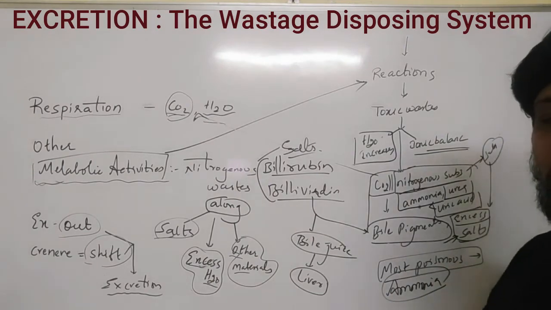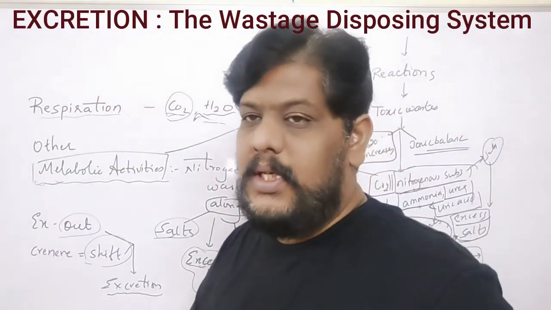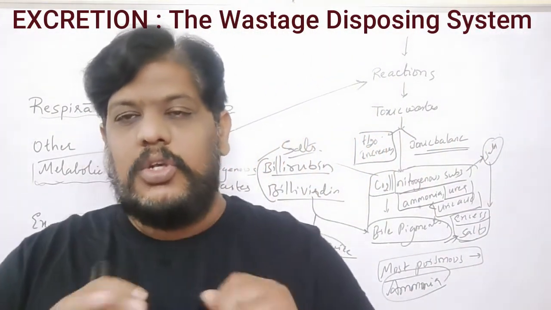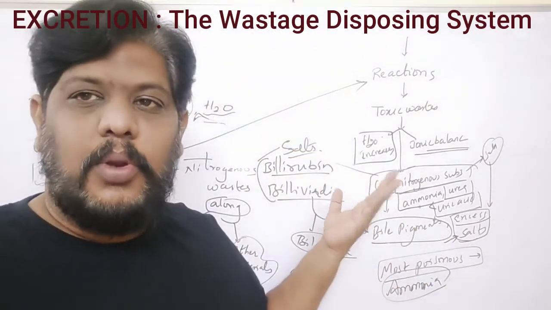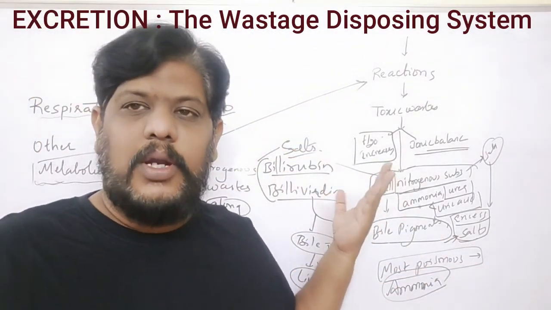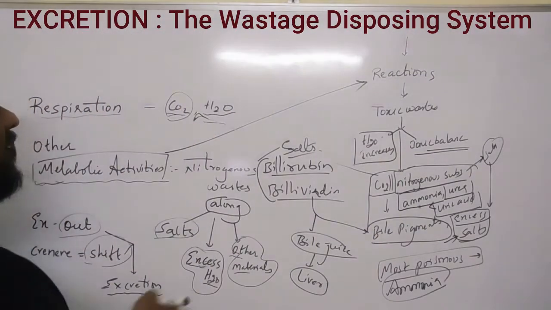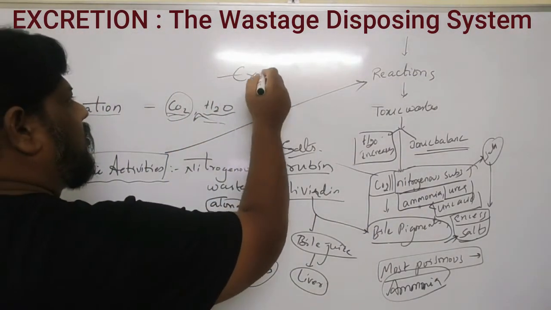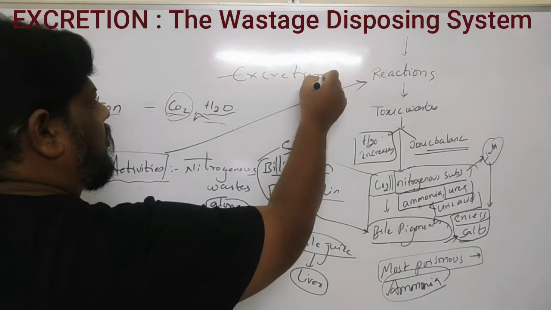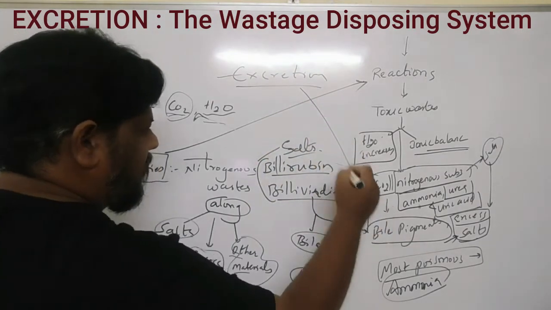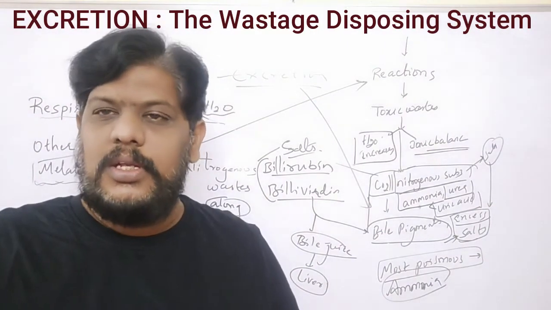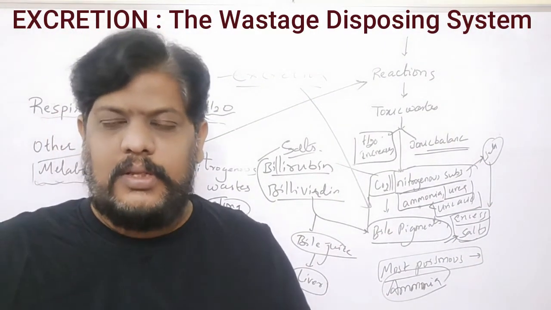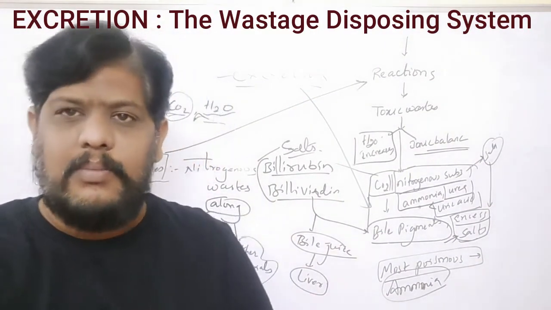Ammonia is the most toxic material present in our body, so even that should be removed. For that purpose, the process our body adopts is excretion. All the substances should be excreted outside. Children, for this excretion there are different excretory organs. We'll study them one by one.